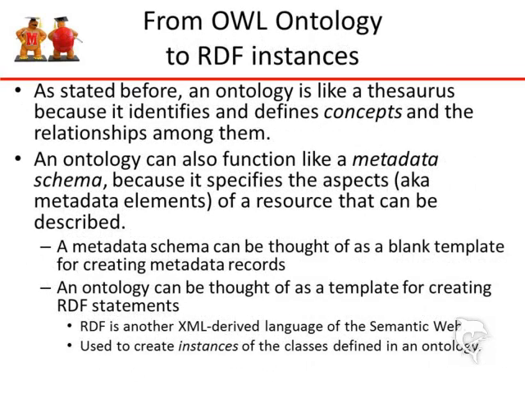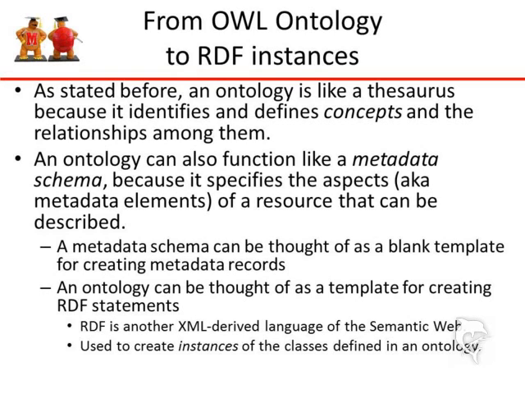Okay, so let's wrap up. As we saw before, an ontology is like a thesaurus because it identifies and defines concepts and the relationships among them. The language is more clunky, as you saw in the Freedmen's Bureau ontology and the wine ontology, but that's because it's being rendered as computer readable instead of being human readable.